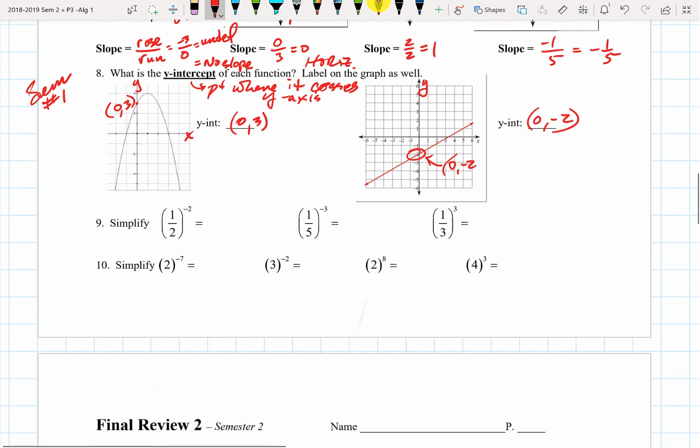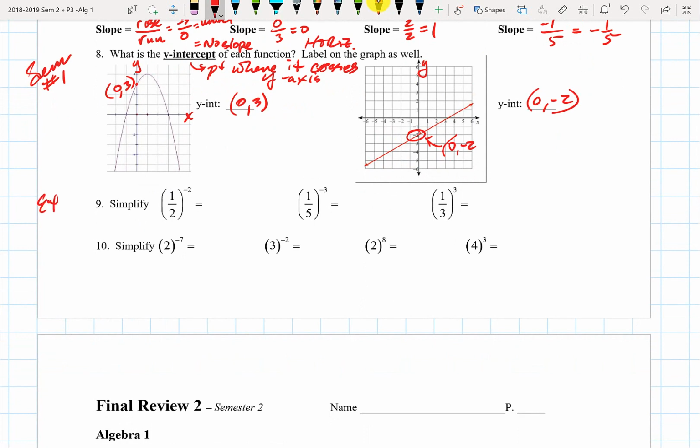Linear stuff. This is the exponential function unit. You guys have your notes. So see your notes in there because we did a lot of these things. So take out your notes.